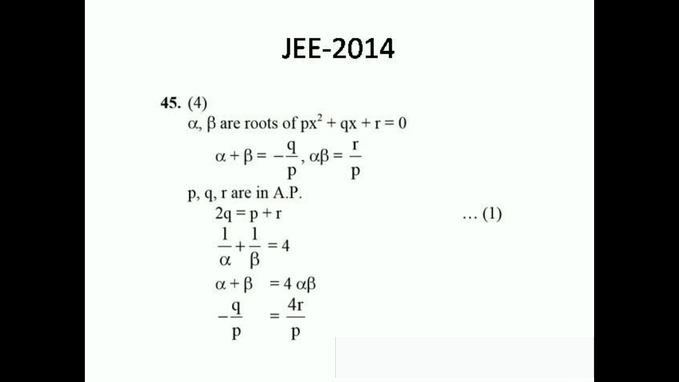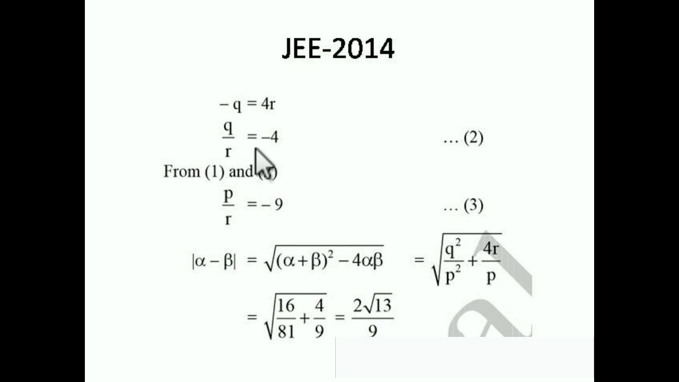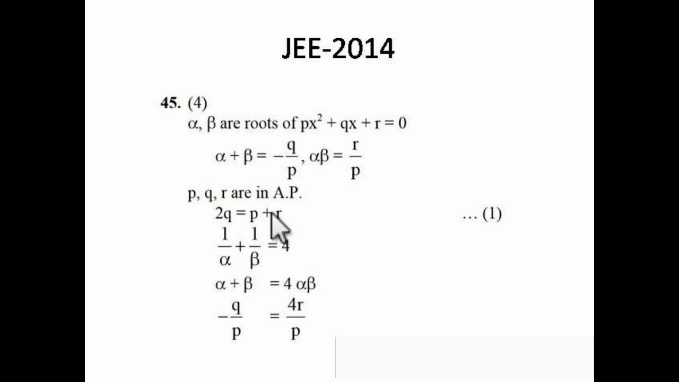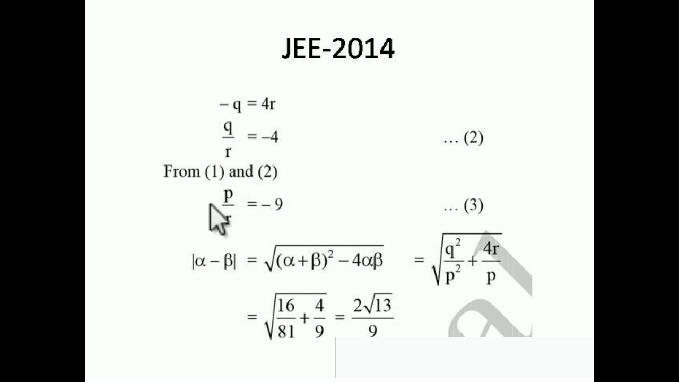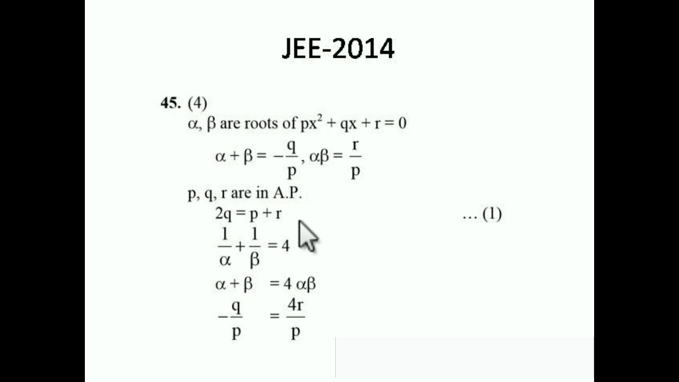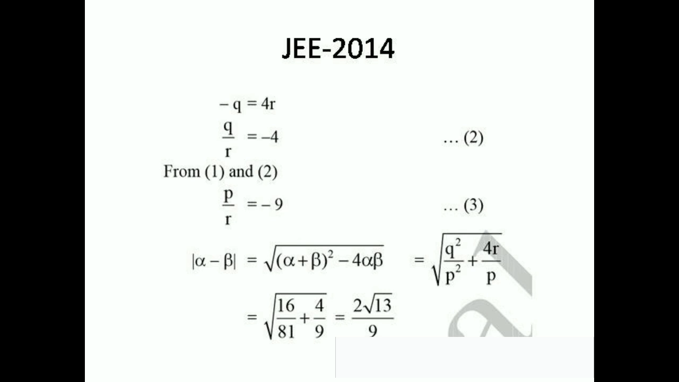Now alpha plus beta is equal to minus q by p, and alpha into beta is equal to r by p. So p gets cancelled out, and we have q by r is equal to minus 4. So we have equation number 2 as q by r is equal to minus 4. From 1 and 2, we have equation 1 as 2q is equal to p plus r. Substitute q is equal to minus 4r here, and we get minus 8r is equal to p plus r. So we get p by r is equal to minus 9. Mark it as number 3.